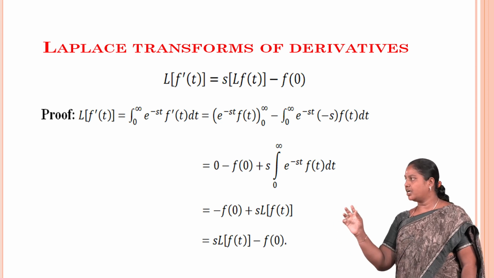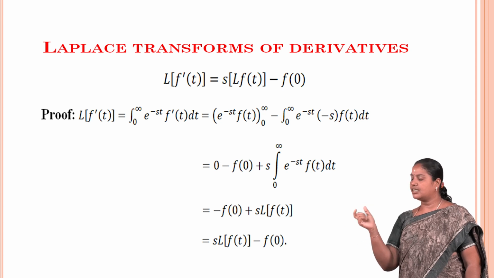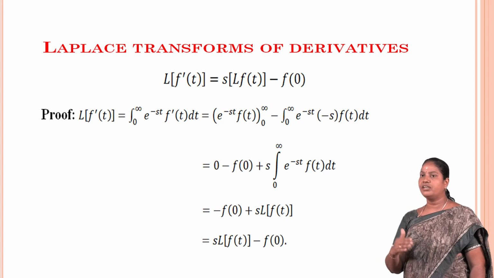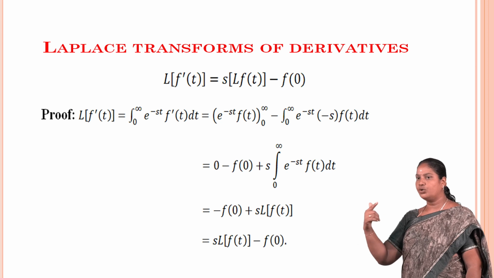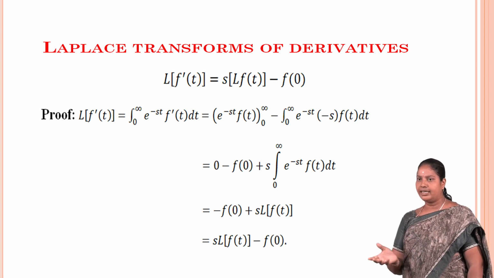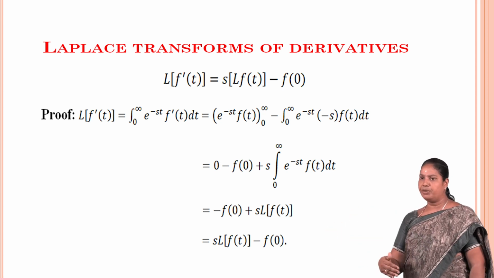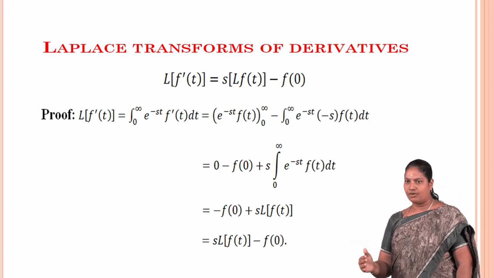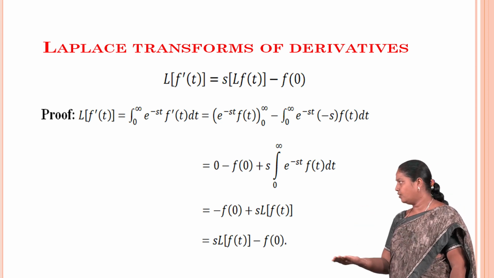Now concentrate on the integration. If we take the minus s outside, why are we taking it outside? Because it is a constant. So if you take minus s outside, minus into minus is plus. So plus s times the integral from 0 to infinity of e^(-st) f(t) dt. Now we know what this integration is. It is nothing but the Laplace transform of f(t). So therefore this will become minus f(0) plus s times L of f(t). So therefore L of f'(t) is nothing but s times L of f(t) minus f(0).